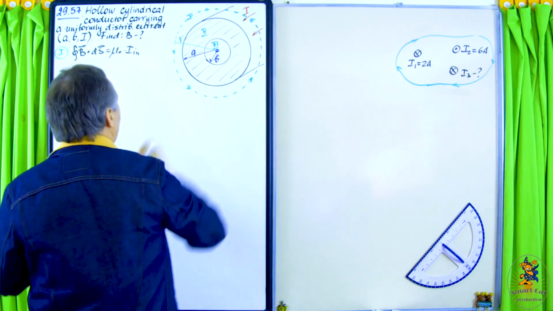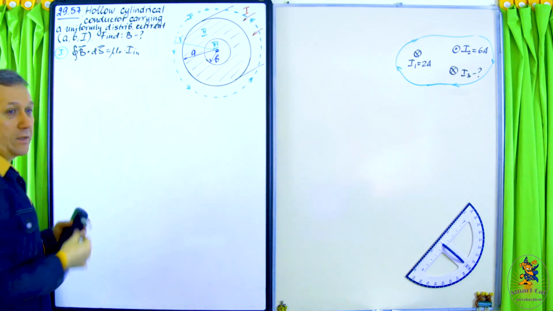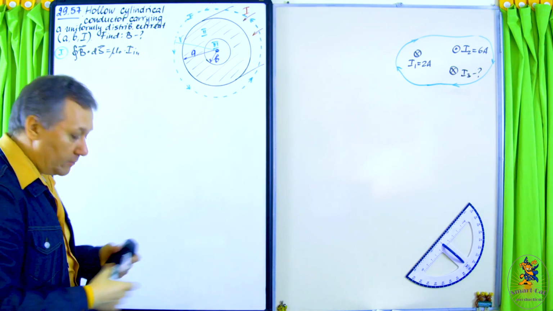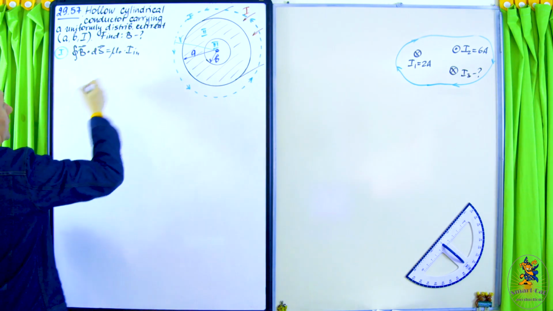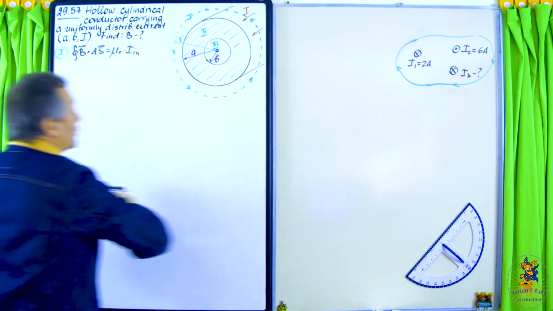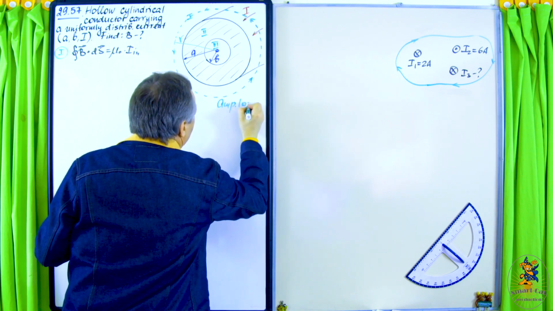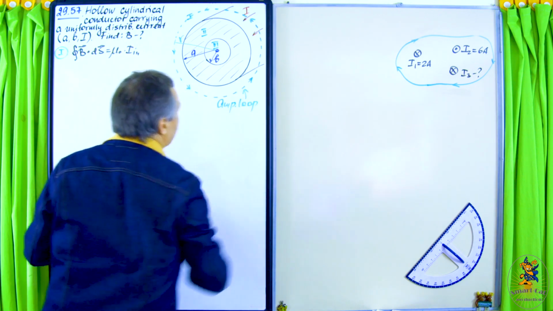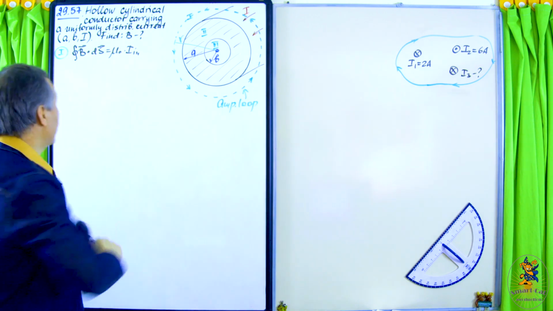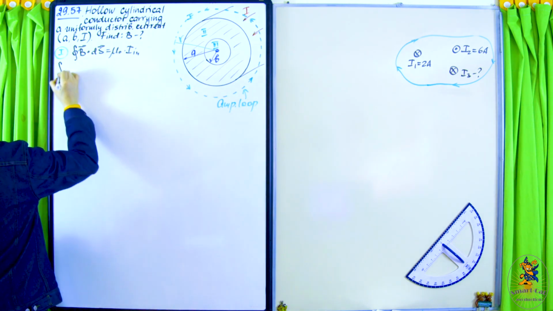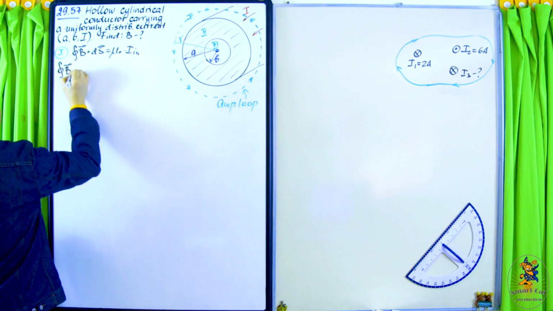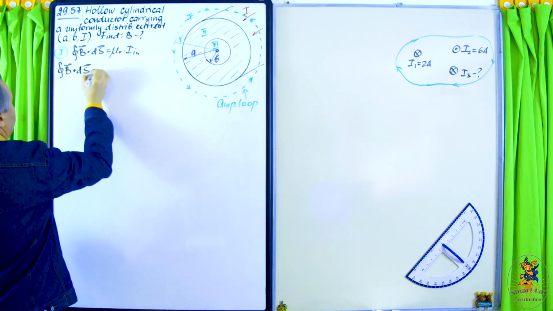Right. Okay, so our current will be positive in this case. Once we're done with that, with the Amperian loop, probably I should label it. Of course, it's an Amperian loop. Now we can handle this integral: the integral over the closed loop of B dot ds.